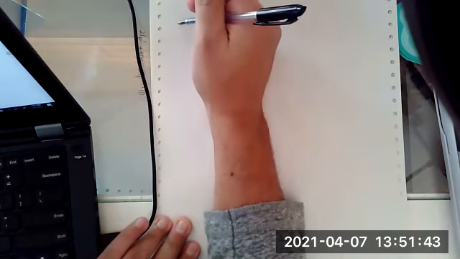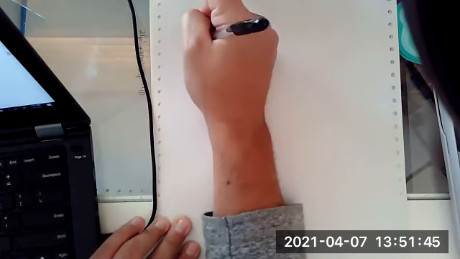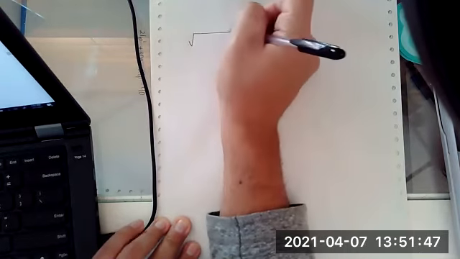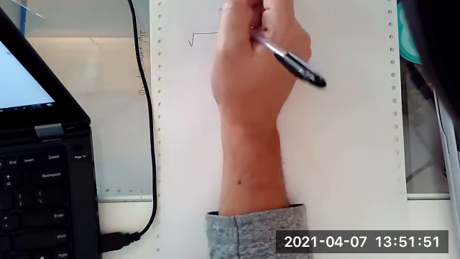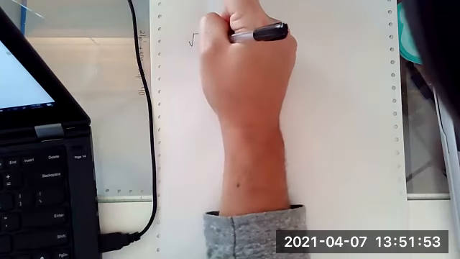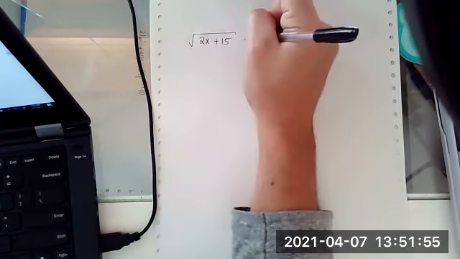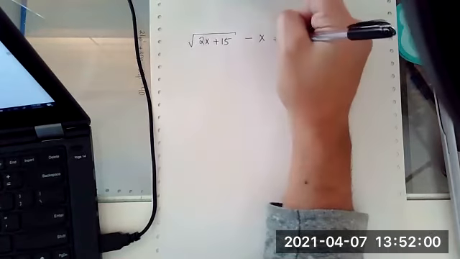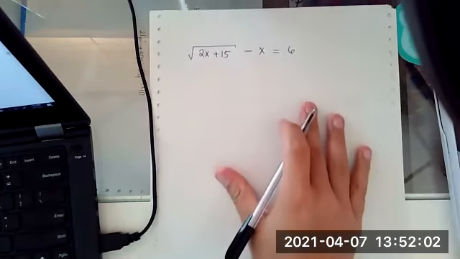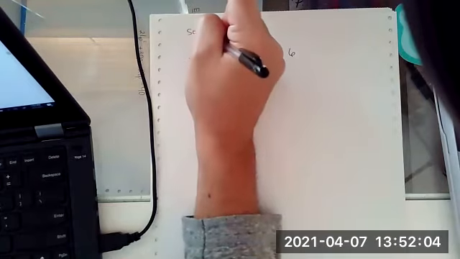So let's do something like the square root of 2x plus 15 minus x is equal to 6. And we're going to solve the equation.